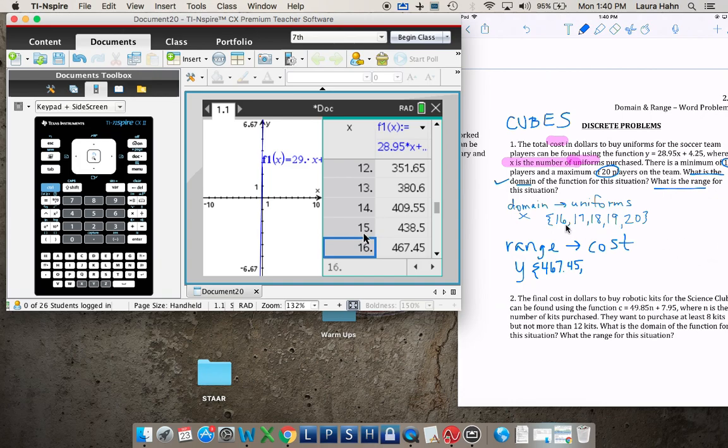Okay, so if we bought 16 uniforms, that's what it's going to cost. So now we have to continue and mark down what it would cost for 17, 18, 19, and 20. So I'm going to scroll down. That's what it costs for 16, 17, 18, 19, and 20 uniforms. So I'm going to separate those with a comma and write these numbers down.